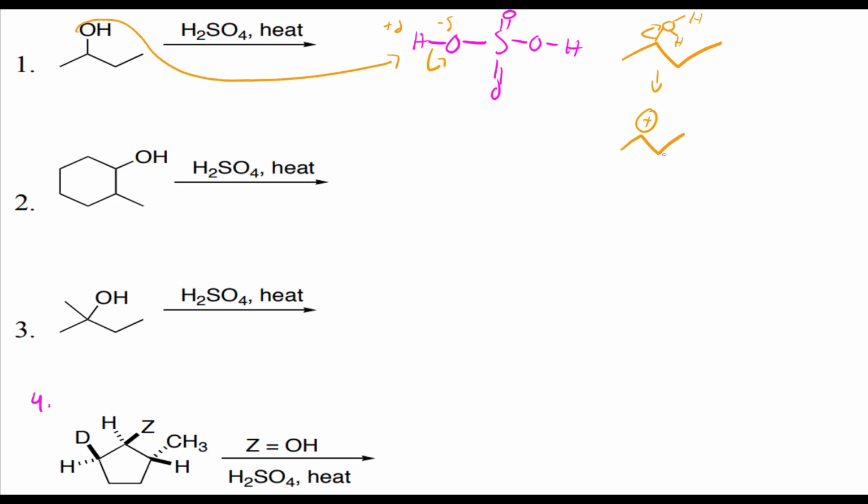And so what happens here? Well, we have some beta hydrogens. You have a hydrogen right there, some hydrogen right there as well.